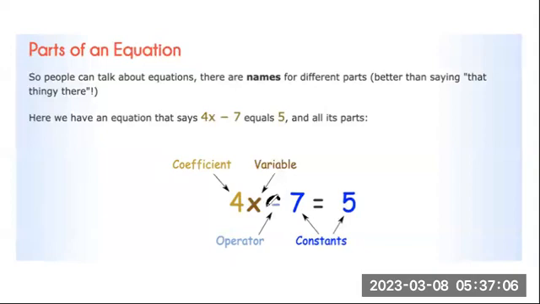Now, of course, we have the symbols that we use. It could be a minus sign, a plus sign, a division symbol, or a multiplication symbol as well. So we could use those symbols. Again, what are the parts? We have the coefficient, the variable, and the constants.